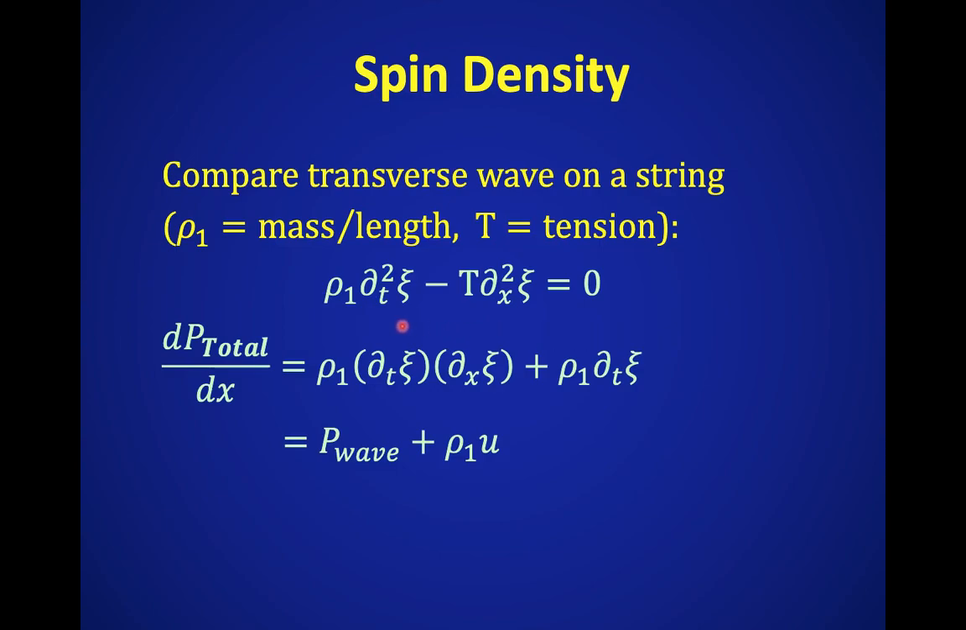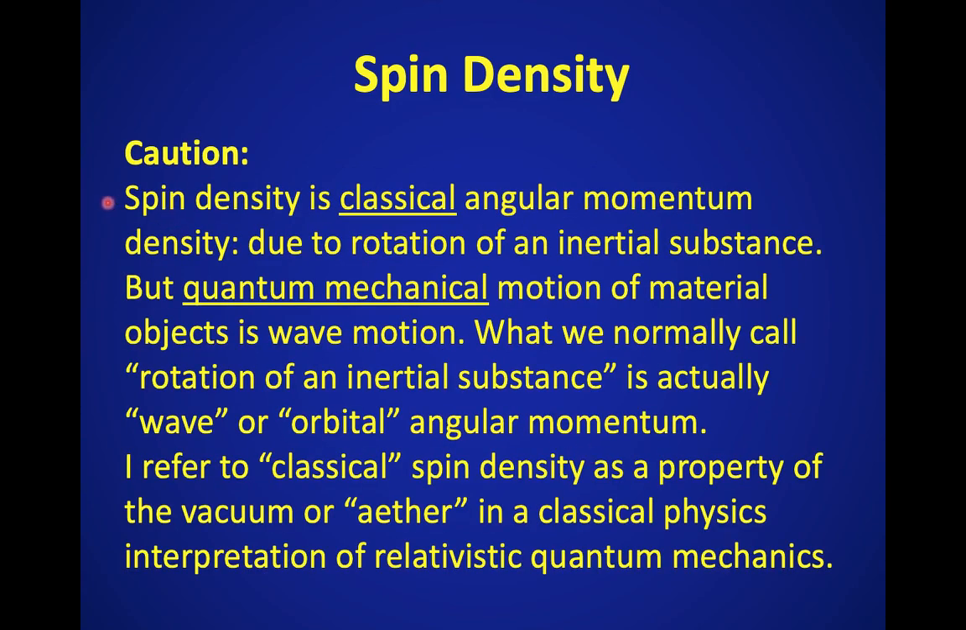And we can compare that with the equation for a wave on a string, for example, with the mass per unit length ρ1, displacement perpendicular to the length of the string, q, and a tension t. This just says that the mass times acceleration is equal to the force. And if we look at the momentum per unit length, there's a wave contribution associated with the wave propagation, and then there's an intrinsic momentum associated with the actual motion of the string up and down. Okay, so this is in one dimension, and when I talk about spin density, that's in 3 dimensions. So just a caution to get the terminology straight.